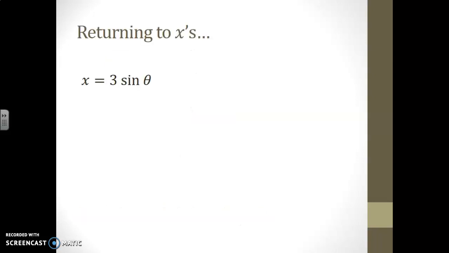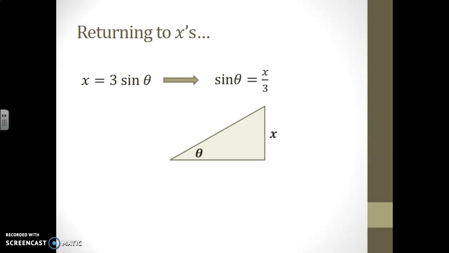Now remember, when we said that x was going to be equal to 3 sine theta, this also means sine theta is x over 3. And therefore, a triangle that illustrates this ratio of sides would have x as an opposite side, 3 as the hypotenuse, and the remaining side would be the root of a squared minus x squared.